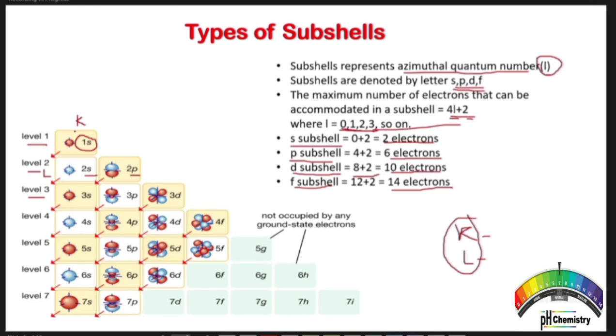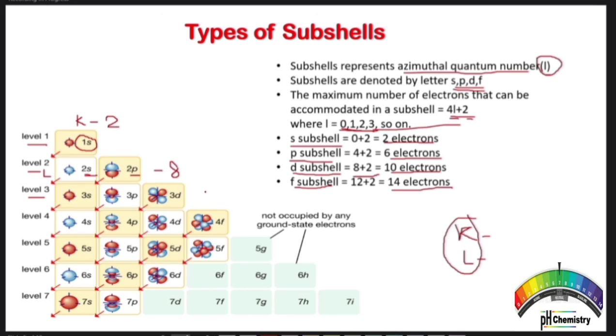So why does the first shell have only one subshell, the second shell have two, and it increases? This is because the maximum capacity of K is only 2 electrons, so it contains only one subshell. The maximum capacity of the L shell is 8, so it can accommodate 8 electrons, so it has 2 subshells. Here you can see subshell s contains 2 and p contains 6 electrons, so the total is 8 electrons.